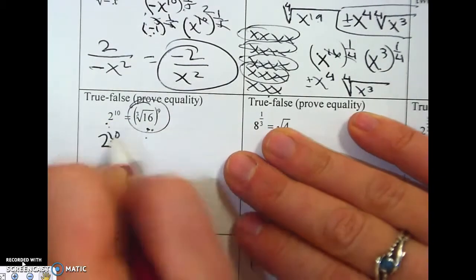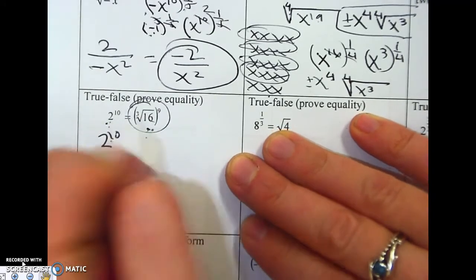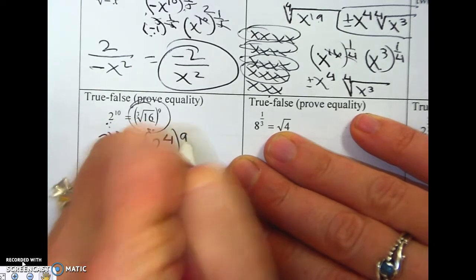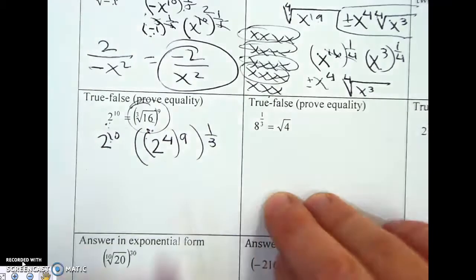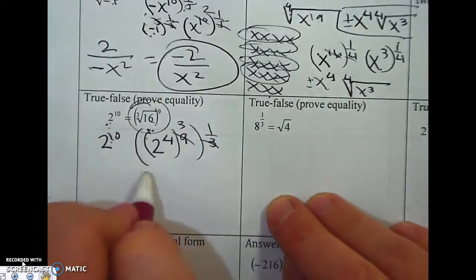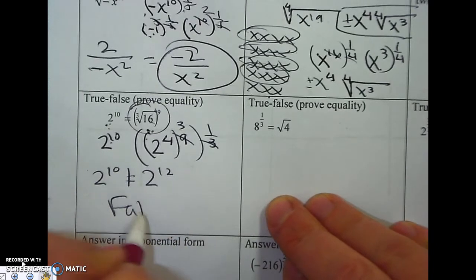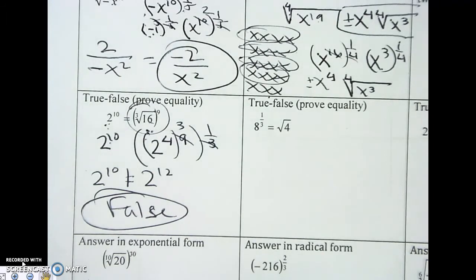Well, I know 16, I shouldn't go 4 squared because that's a 2. I know 16 is 2 to the 4th. But then it's to the 9th. But then it's to the 1/3. And now 9 goes into 3 times. 2 to the 12th does not equal 2 to the 10th. So it's false. That's how you are showing me equality.